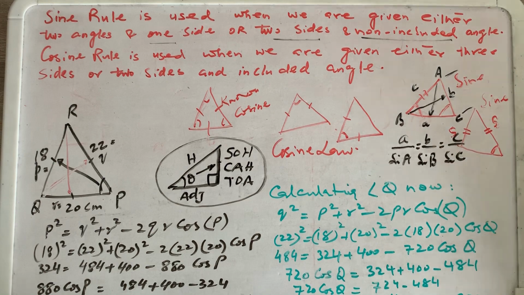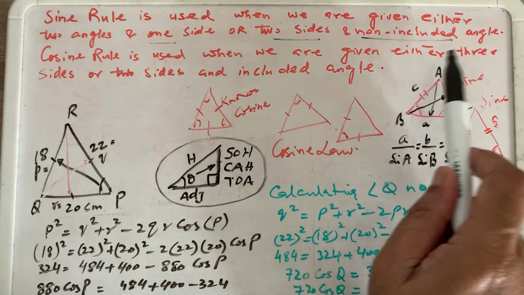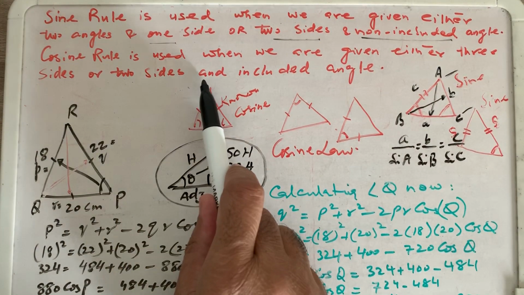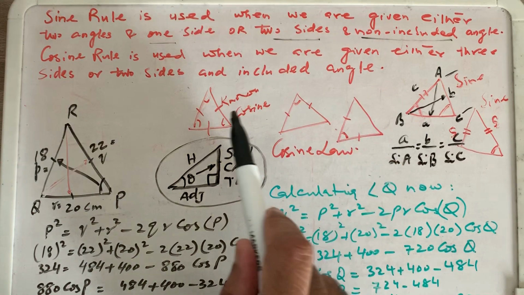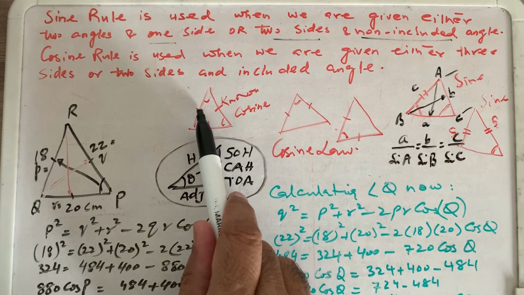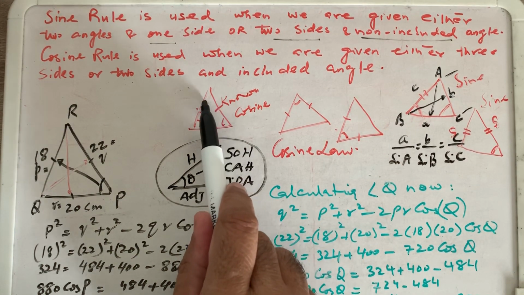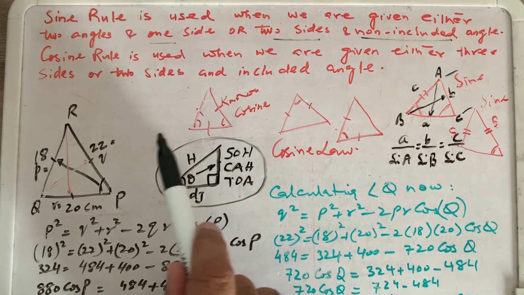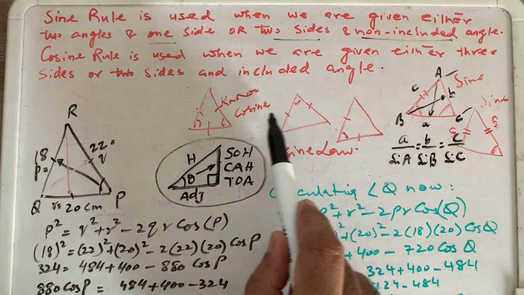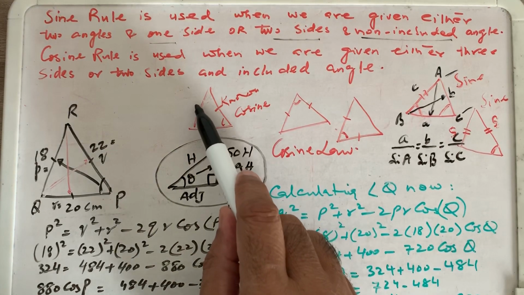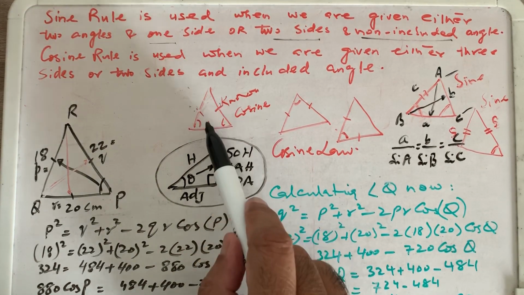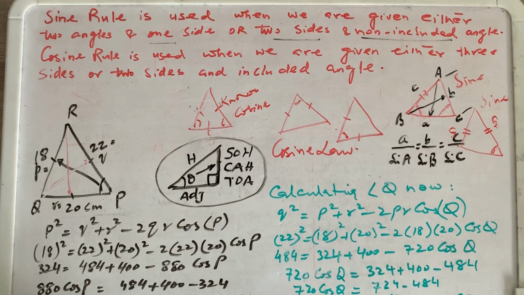Cosine rule is used when we are given either three sides or two sides and the included angle. So included angle is the term, right? So if these two sides are known and the included angle is this, we can use cosine law. If all three sides are known, we use cosine rule, or cosine law.